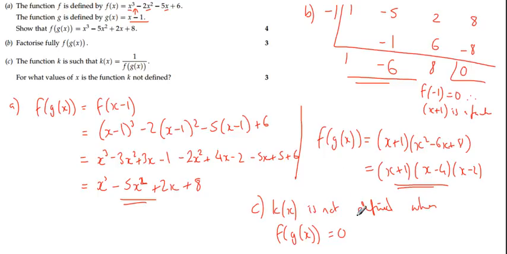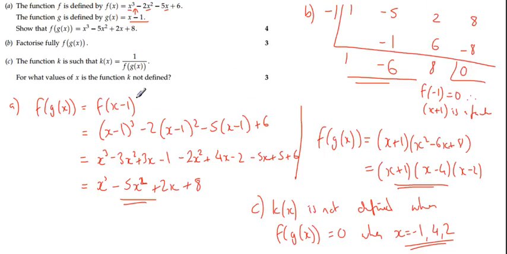And f of g of x is equal to 0 when this is equal to 0. So when x is negative 1, when x is 4, and when x is 2. Okay, now that is when it's not defined. Because when f of g of x is 0, that means the denominator is 0, which won't work. Okay, let's look at marking.